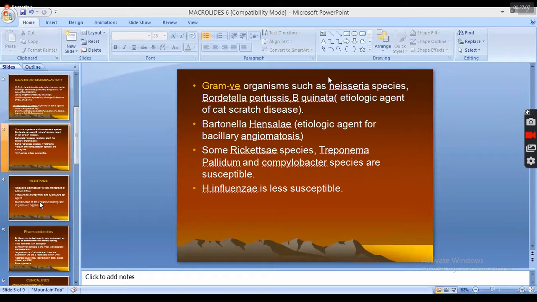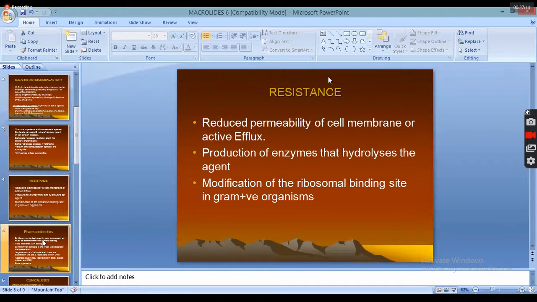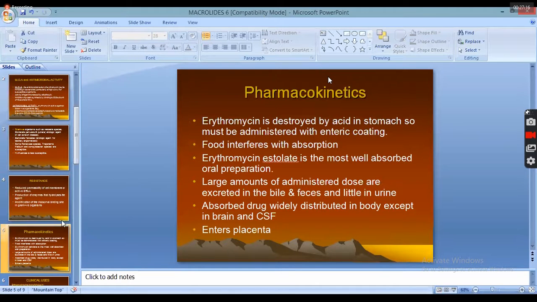Okay. So move on to the next slide. As I told you, the resistance, the pharmacokinetics. Let's move on to the other slide. I'll change the color.